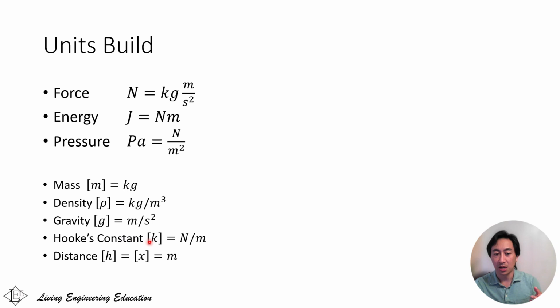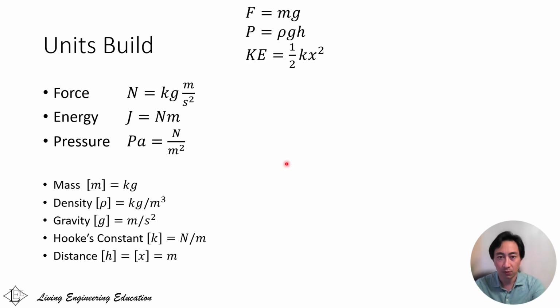units of Hooke's constant, k, is in Newton per meter, units for distance, h, like a height term, or displacement, x term, is in meters. So let's take a look at a couple examples for different kinds of forces, pressure, and energies.